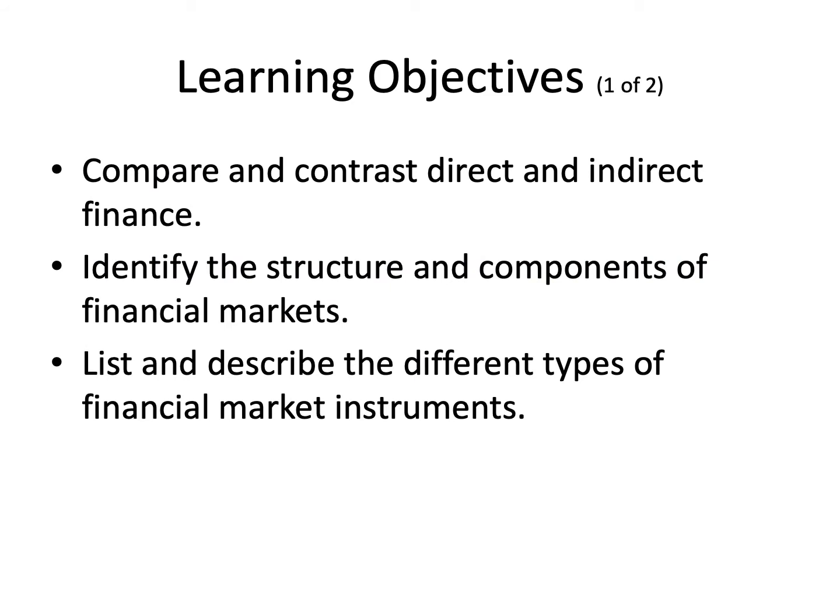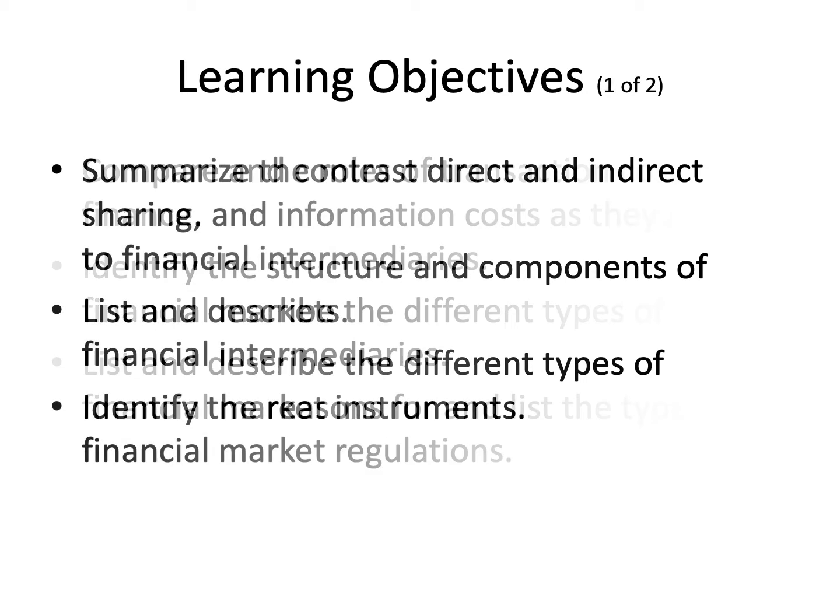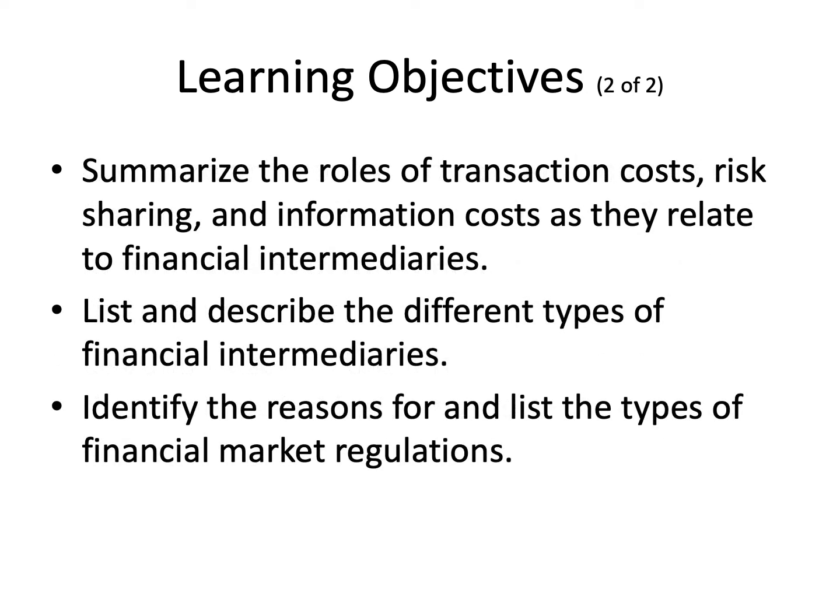Learning objectives: to compare and contrast direct and indirect finance, identify the structure and components of financial markets, list and describe the different types of financial market instruments, summarize the roles of transaction costs, risk sharing and information costs as they relate to financial intermediaries, list and describe the different types of financial intermediaries, and identify the reasons for and list the types of financial market regulations.